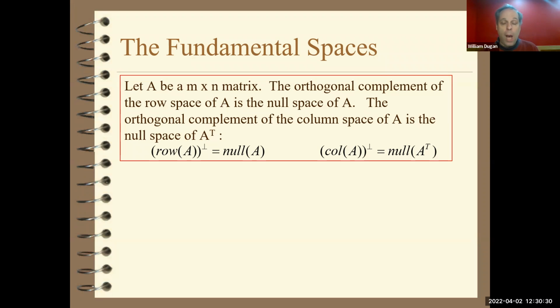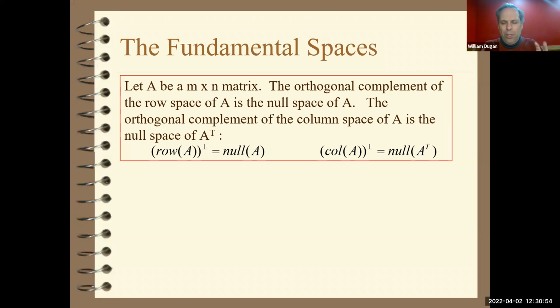The orthogonal complement of the row space of A is exactly the null space of A. And the orthogonal complement of the column space of A is actually the null space of A transpose. So then these are the four fundamental spaces: the row space of A, the null space of A, the column space of A, and the null space of A transpose.